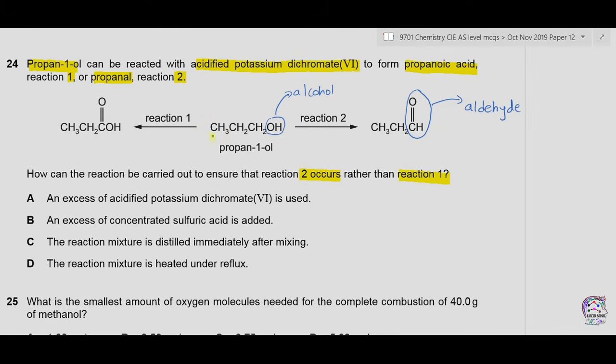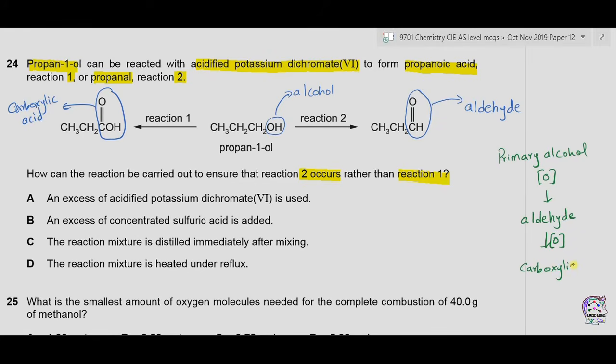In reaction 1, we can see that the alcohol is being converted into the carboxylic acid functional group. Now generally we know that a primary alcohol upon oxidation forms an aldehyde, and if further oxidation takes place, then a carboxylic acid is formed. Let's move towards the options.